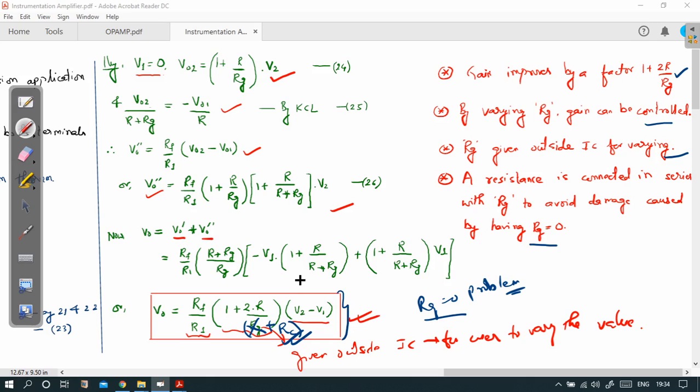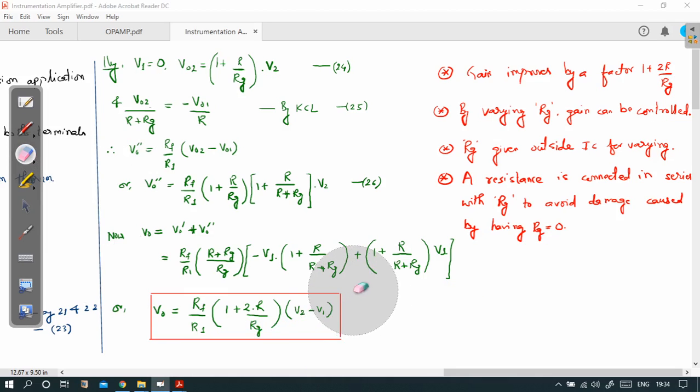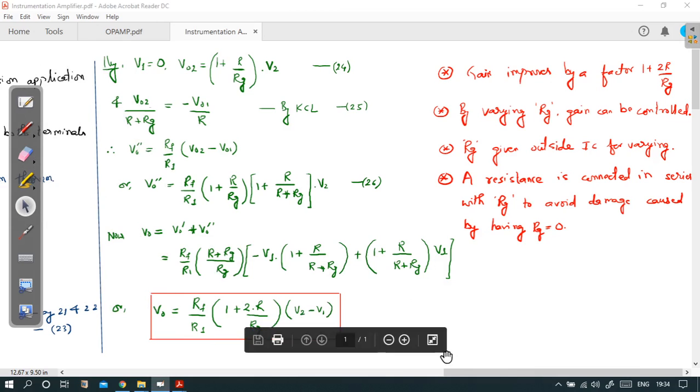So this was about the instrumentation amplifier, and then we will see the next topic in the next class.